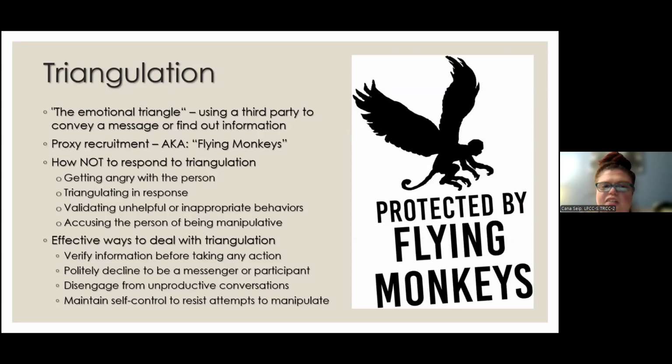Triangulation, we can also call that proxy recruitment. It's basically how to control or abuse another person by manipulating other people in the environment into backing the abuser and basically doing the dirty work for them. So colloquially, I've heard it called flying monkeys, like from The Wizard of Oz. The Wicked Witch, she's got the flying monkeys to go in and do her bidding. So again, it's a visual representation of this.